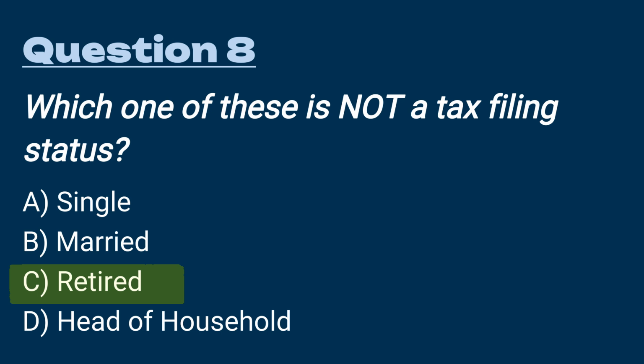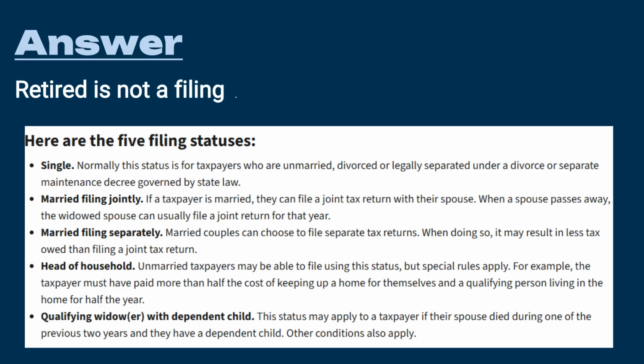The answer is C, retired. Retired is not a filing status recognized by the IRS. There are 5 filing statuses that you can use to file your tax return. You can file single, married filing jointly, married filing separately, head of household, and qualifying widow with dependent child. Each one of these has a different tax situation. Sometimes when you file married filing separately, you won't get certain tax deductions. So you got to be really careful and thoughtful when selecting your filing status.